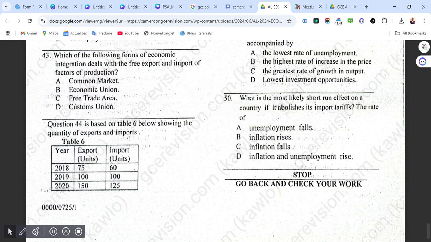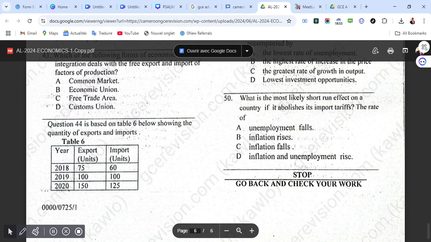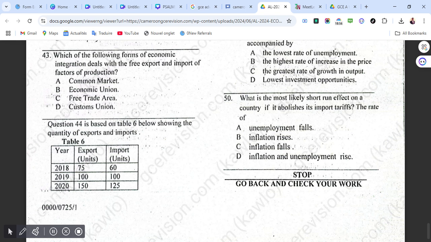So this is it. When you have finished revising, go back and check your work, just as it said here. So if you are finished, make sure you check your work. So yeah guys, this is the revision for GCE paper 1 economics advanced level 2024, that is last year.